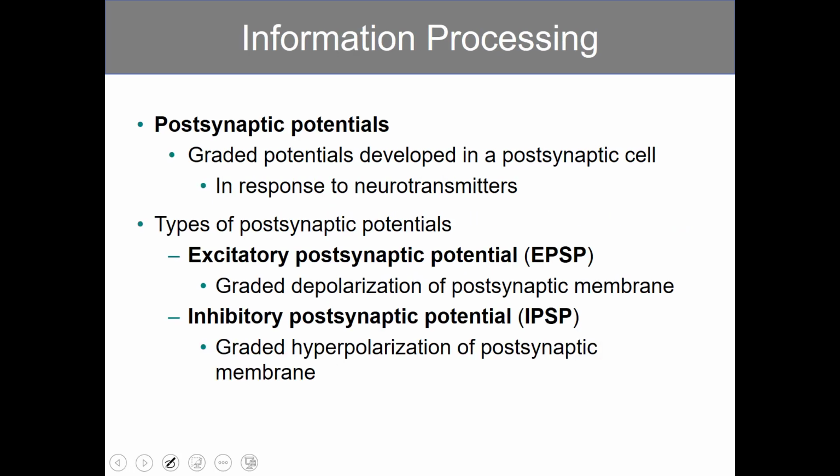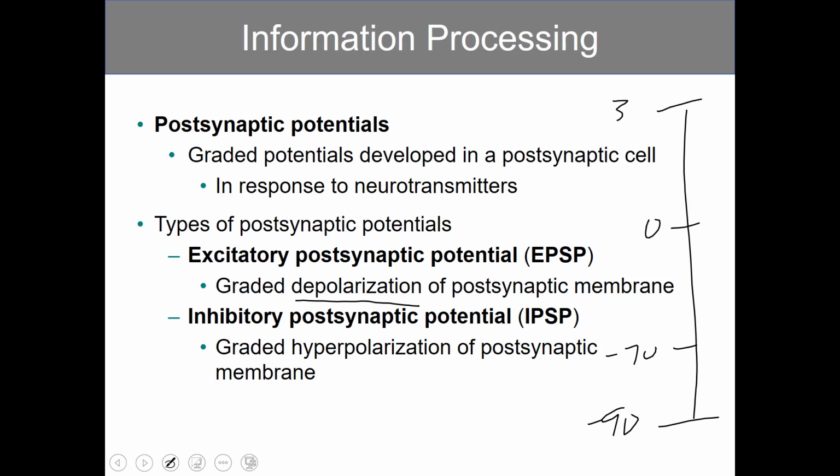Postsynaptic potentials are graded potentials that develop in a postsynaptic cell in response to neurotransmitters. We have two types. The excitatory postsynaptic potential, or EPSP, leads to a graded depolarization of the postsynaptic cell. If you consider our scale, an excitatory postsynaptic potential causes a depolarization effect, while an inhibitory one causes a hyperpolarization effect at the postsynaptic membrane.